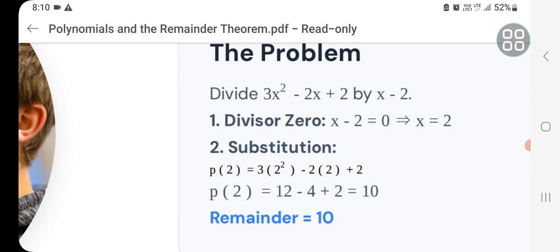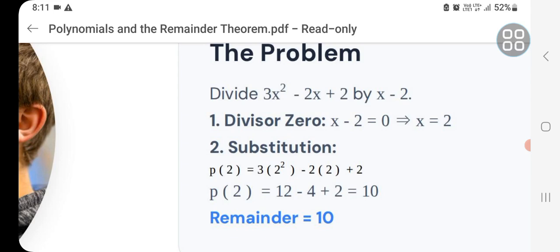This is the format we have to do in the remainder theorem. Always use the divisor polynomial. The polynomial will be the divisor, right? So polynomial equal to 0, and find the value of the variable. It will be maybe x or y or whatever it is. Okay, that is the second step.